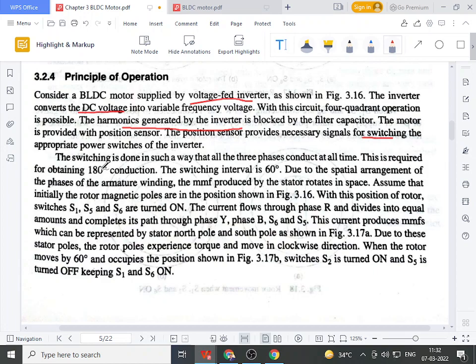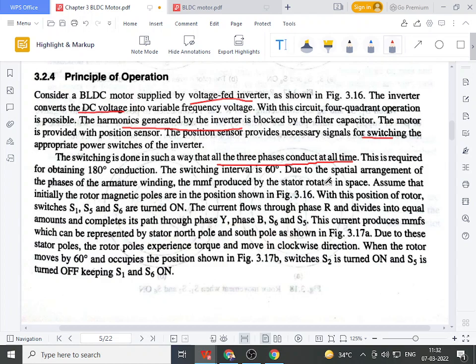So now, how is switching done? Switching is done in such a way that all three phases of the stator conduct at a time. I have already explained this. So we have to achieve switching of these power switches in the voltage fed inverter in such a way that all three phases carry current.